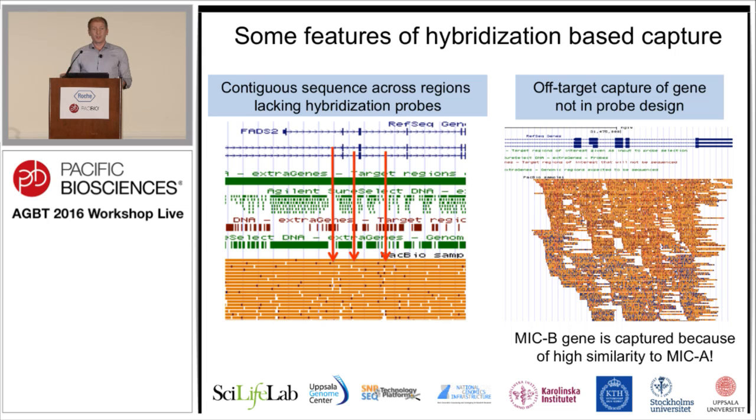And this MICA gene is very similar to MICB. So what's happening is that the probes designed for MICA are pulling down regions for the MICB gene, and we can align these reads back now uniquely either to MICA or MICB. But the problem with short reads is that this would have been a mix of the reads.